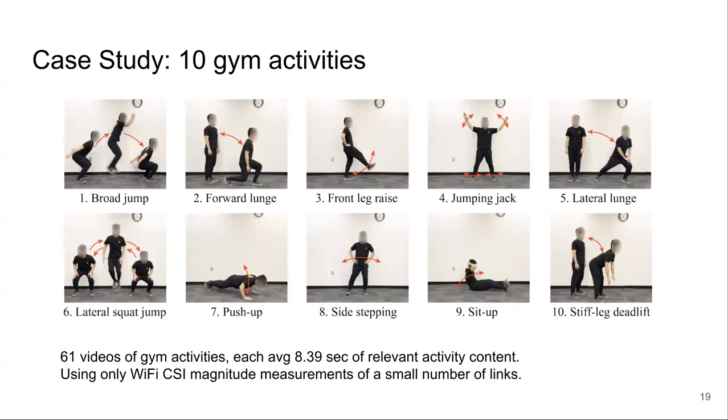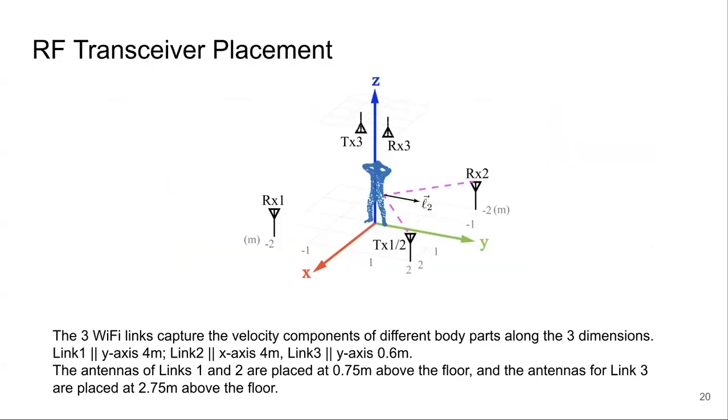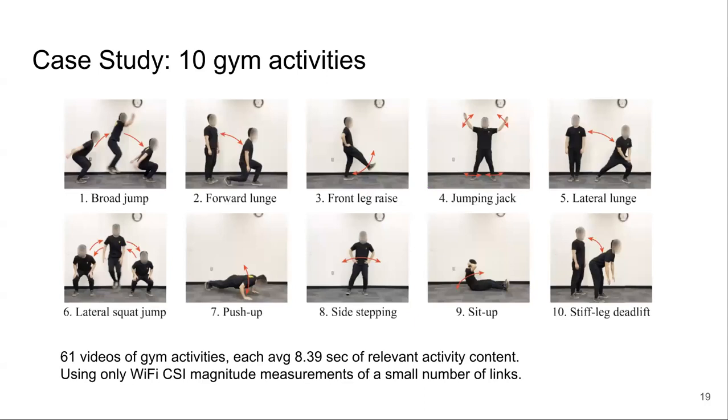The point here is that they use only Wi-Fi CSI magnitude measurements of a small number of links. No, the point here is that they use lots of training data from free sources on YouTube.